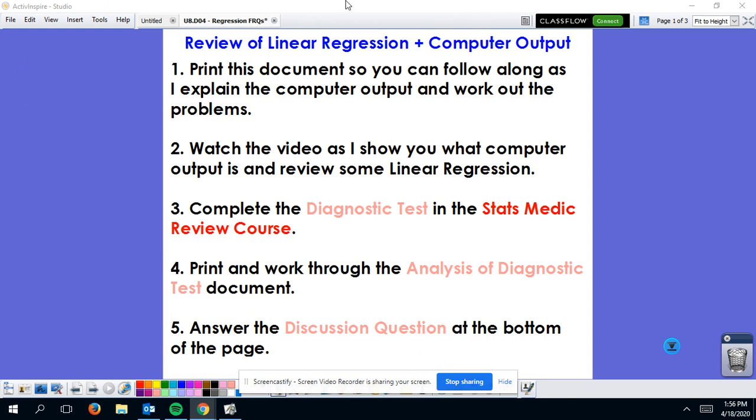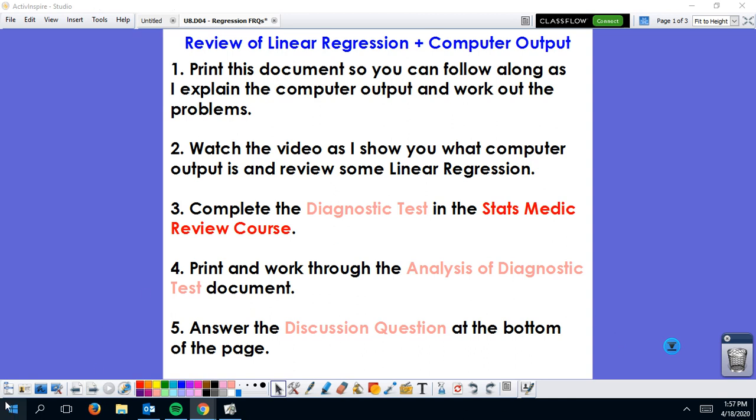Then watch this video. You should already be watching it as I show you what computer output is and review some linear regression material. Then we're going to complete the diagnostic test and stats medic review course. It's 30 questions, and then print and work through the analysis. The work will be very quick. It's just recording what you got right and what unit it belonged to, and then answer the discussion question at the bottom of the page. That way I can see how you did and what you need most help with, and I can reach out to you and help you if you have a lot of issues.